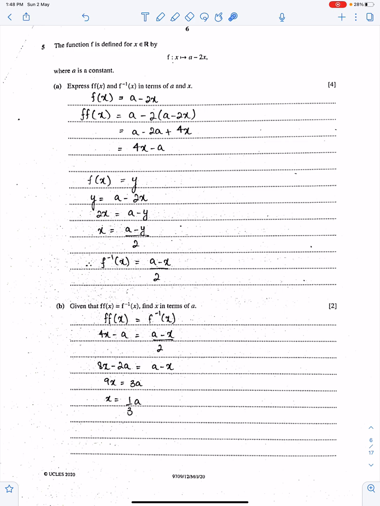Now we need to solve this equation. This is simple. So we need to find x in terms of a. So by solving this equation, we have x is a upon 3.